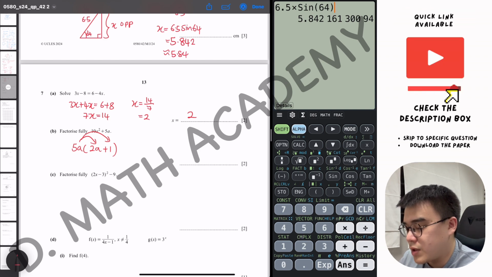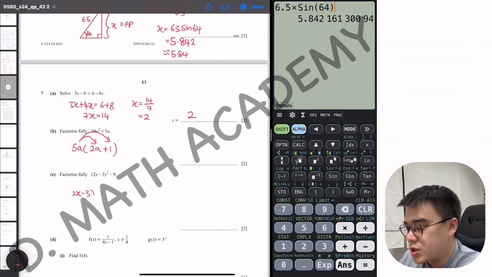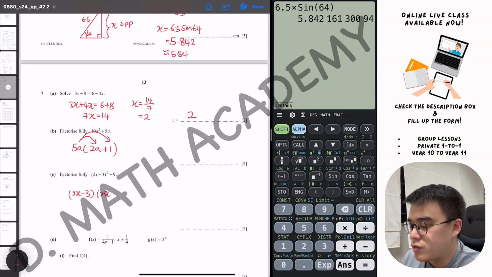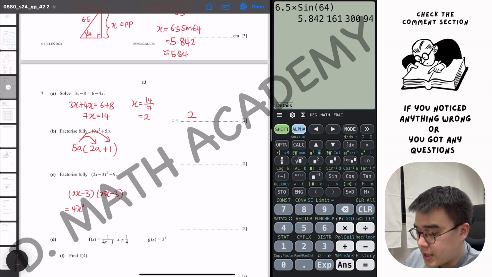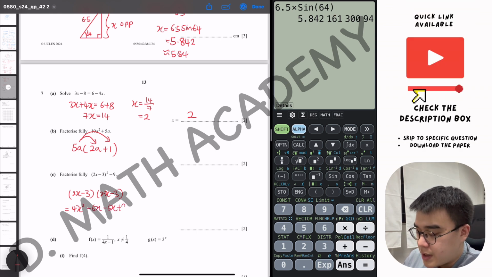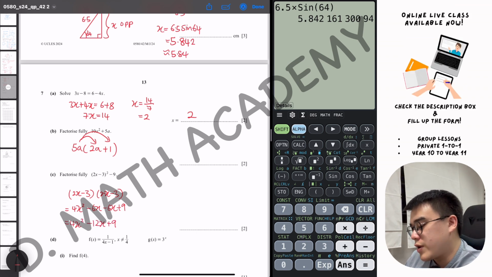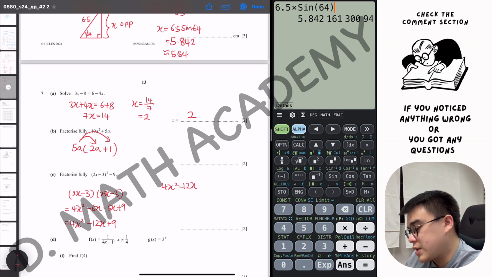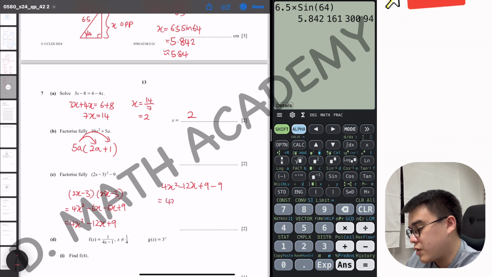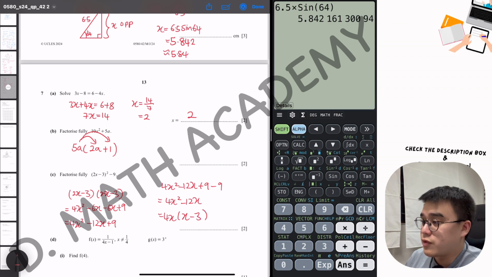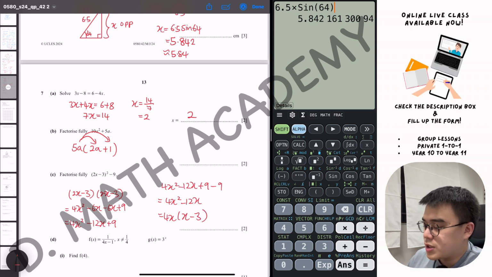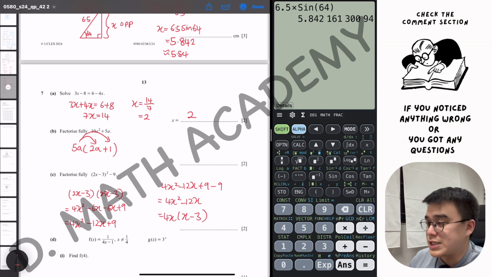Factorize fully means they want you to expand. Please do not just square the things inside. You actually have to do it manually like this, showing that it becomes 4x squared minus 6x plus 9, making it 4x squared minus 12x plus 9. Then minus 9, you will get 4x squared minus 12x. Taking out the 4x from both of them, you will get negative 3. So 4x bracket x minus 3 is your final answer here for question C.